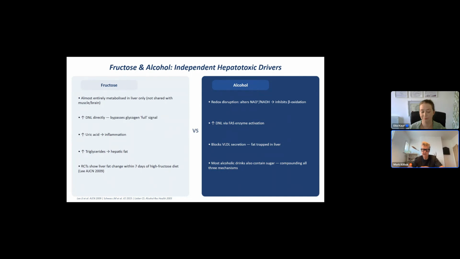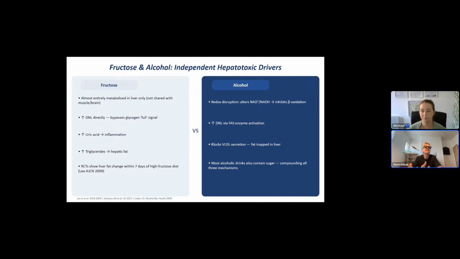So fructose, unlike glucose, which is metabolized by virtually every cell in the body, is almost exclusively processed in the liver. So that entire metabolic burden will land in one place, the liver. When it arrives, it bypasses the glycogen saturation signal that would normally slow down glucose processing. It drives de novo lipogenesis directly, because the liver has to do something with that fructose, and it turns it into fat. Every molecule metabolized generates uric acid.